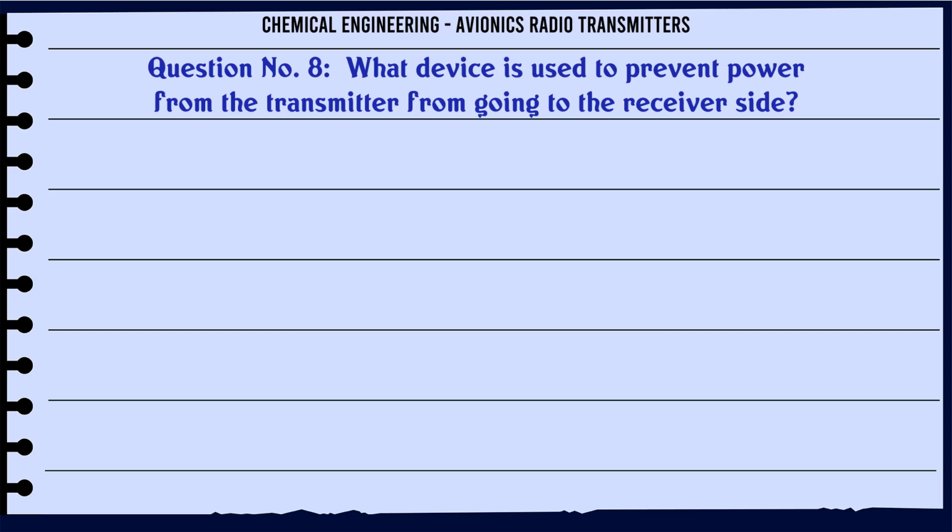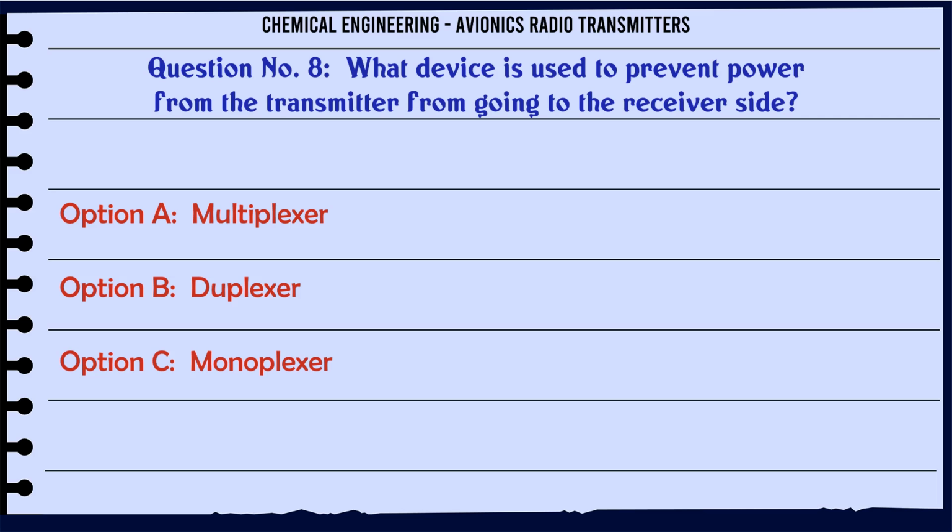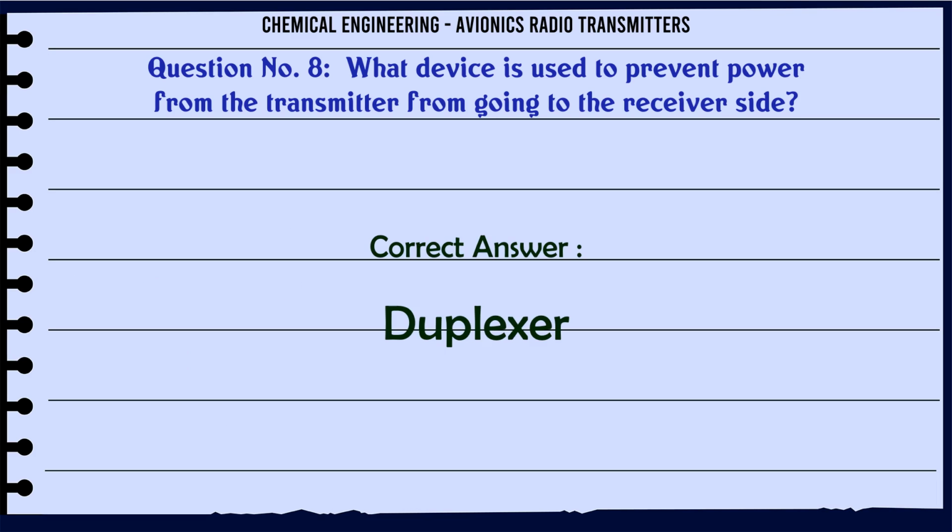What device is used to prevent power from the transmitter from going to the receiver side? A. Multiplexer. B. Duplexer. C. Monoplexer. D. Filter. The correct answer is duplexer.